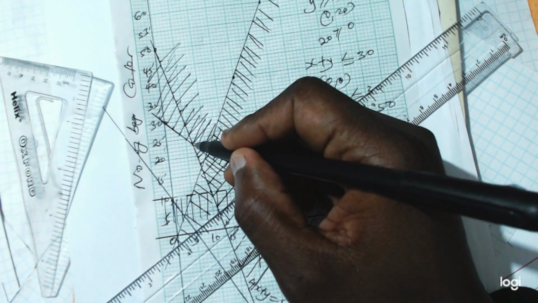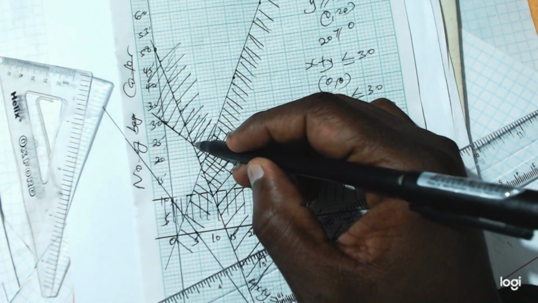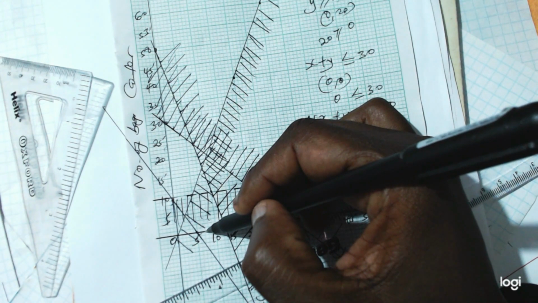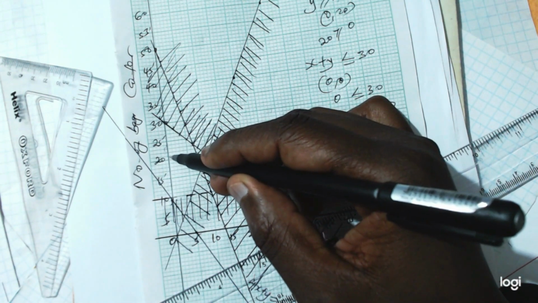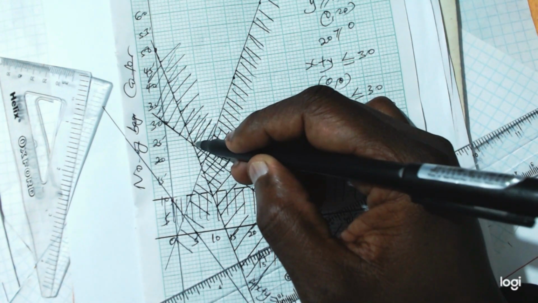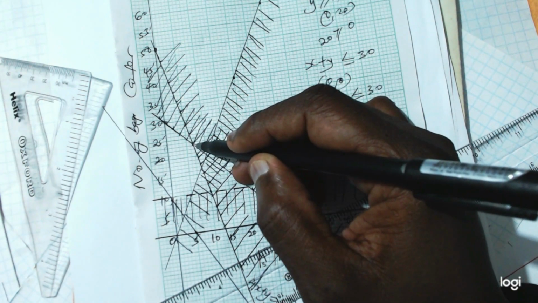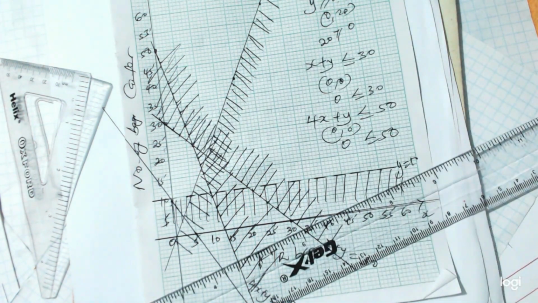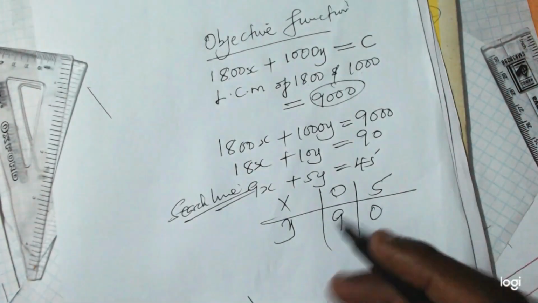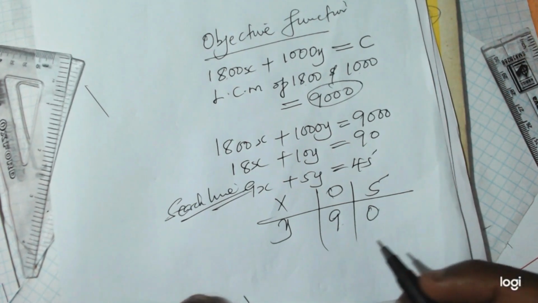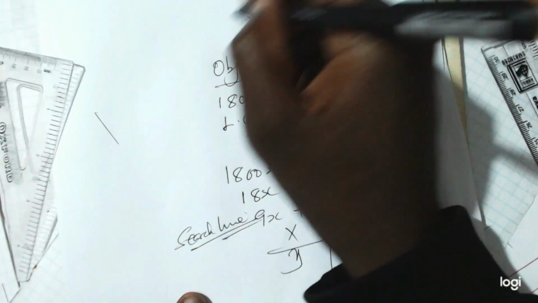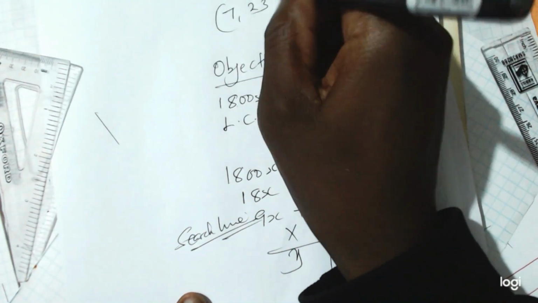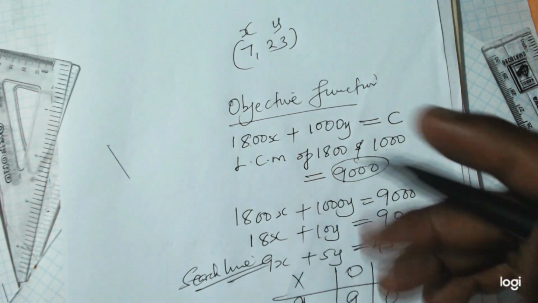When you look at it, this point is (7, 23). That is the point that is going to give us the maximum cost. So we go to the objective function. The point is (7, 23), so x is 7 and y is 23.